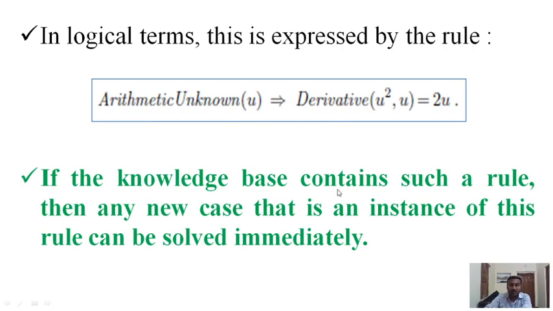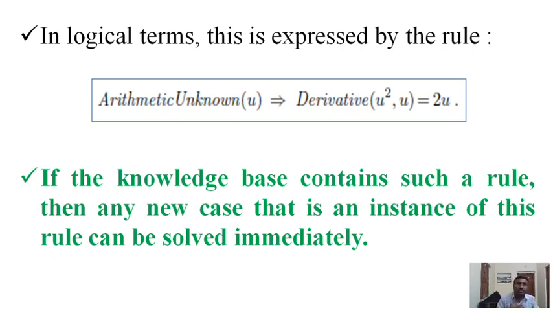So if the knowledge base contains such a rule, then any new case that is an instance of this rule can be solved immediately. If you find these types of rules, any new case which is an instance of this rule, that means it follows this rule, then that problem is solved immediately. So that's why we want to form general rules. Explaining this general rules concept is nothing but explanation based learning.